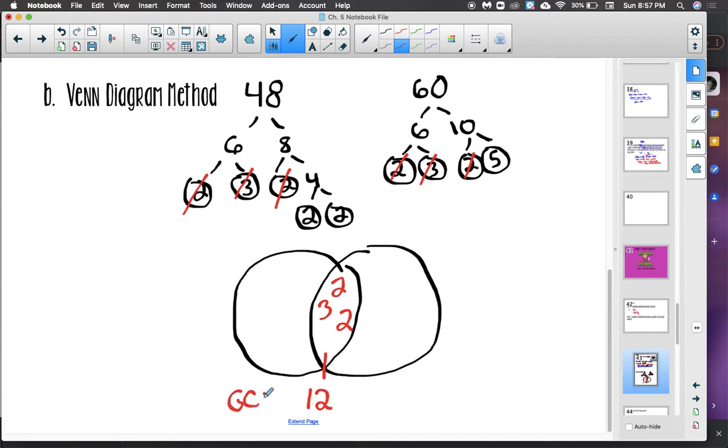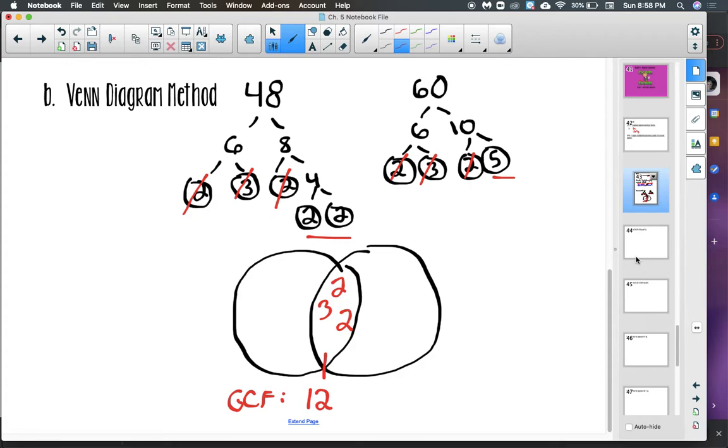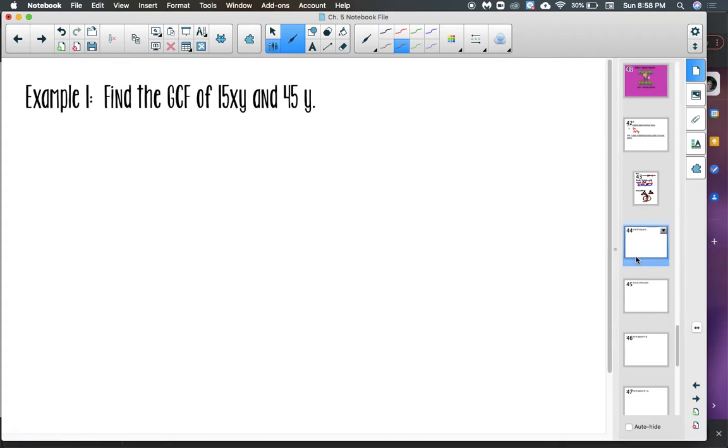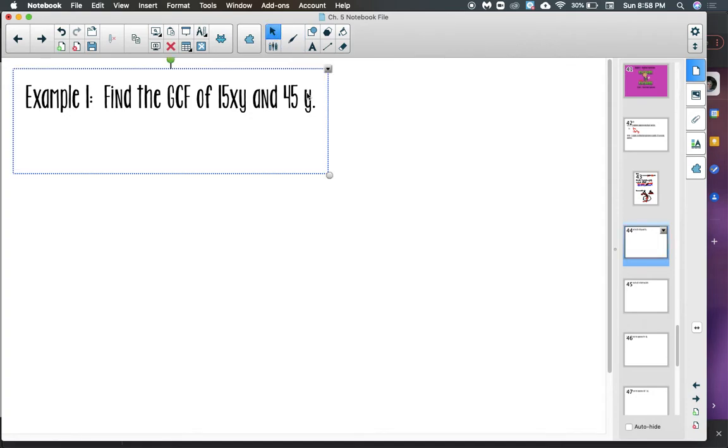You're probably asking, why am I not using these two 2's and this 5? Well, I would use them if I wanted to find the LCM, but that's a different video. So for the GCF, you can just take your common prime factors and multiply them together. No matter how you find the GCF, you're in good shape. Even if you do it mentally, that's perfectly fine too. So let's take a look at some examples where I'm finding the GCF of things called monomials.